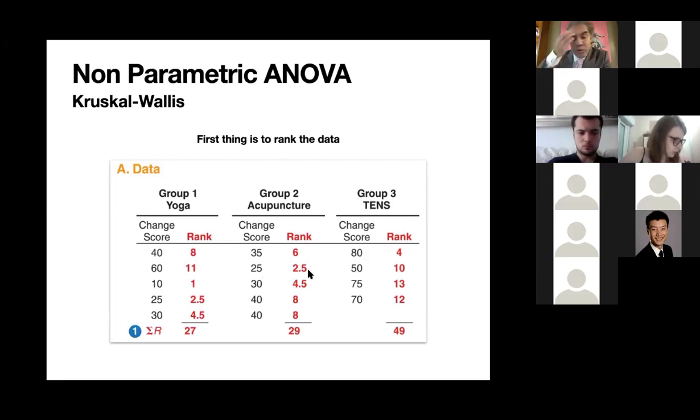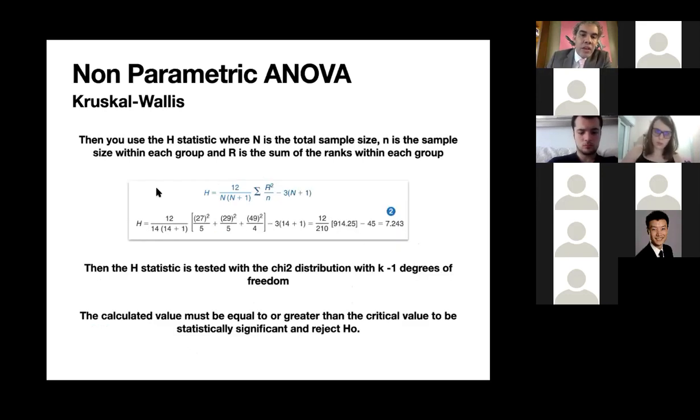Okay, that's how you rank scores, and that's how you rank ties. That's very easy. Then you rank this, and in every group, you sum the ranks. You sum the ranks of every group, okay? Then you fill in the gaps, okay?